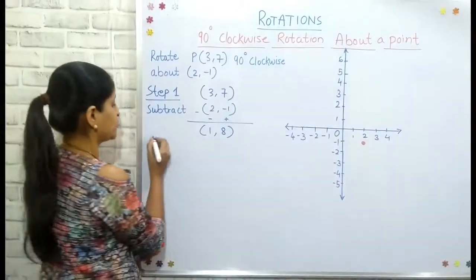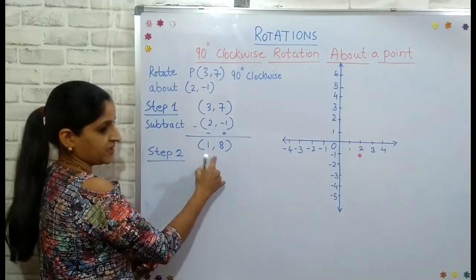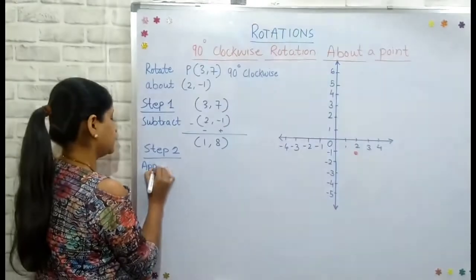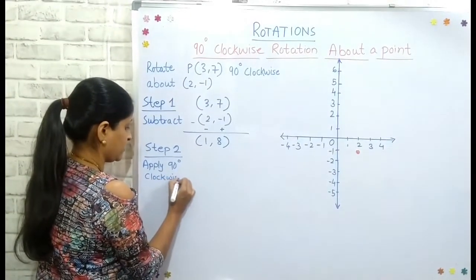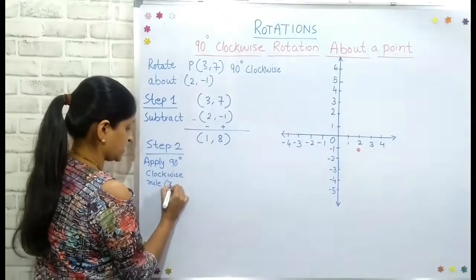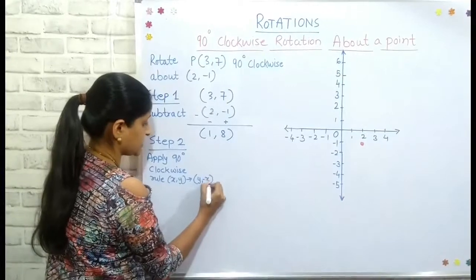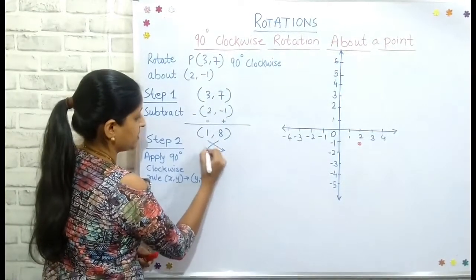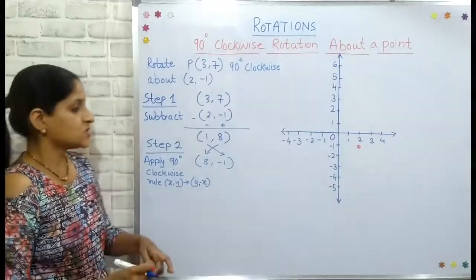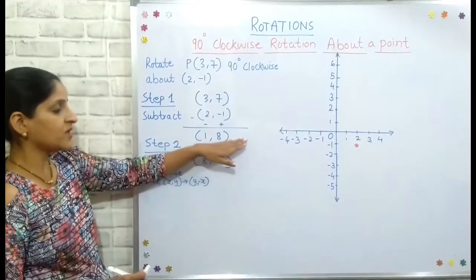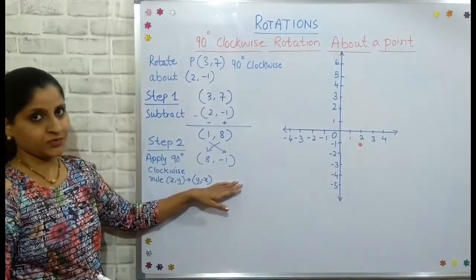The next step, step 2, is to apply the 90-degree clockwise rule to the points that we have obtained after subtraction. The 90-degree clockwise rule says if the point is x, y, it becomes y, -x. So here also they will exchange their places. It will become 8, -1. So that's my step 2. The coordinate that I obtained in step 1, I have to apply the 90-degree clockwise rule to it.